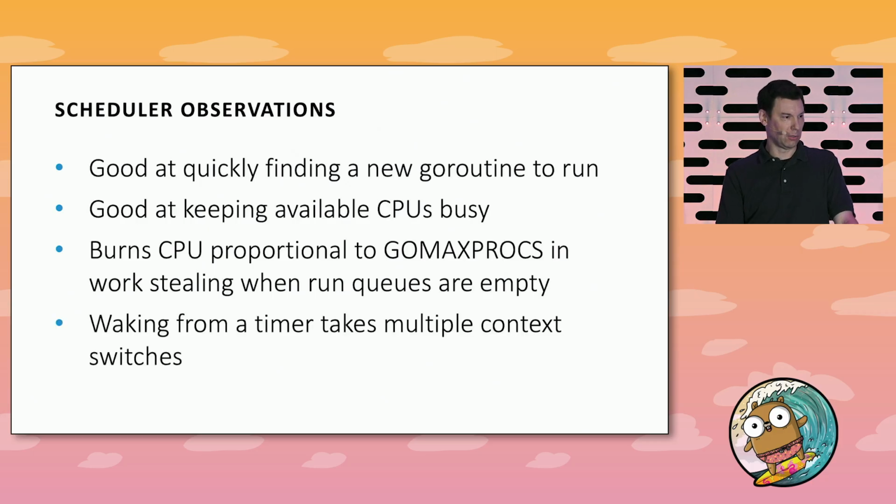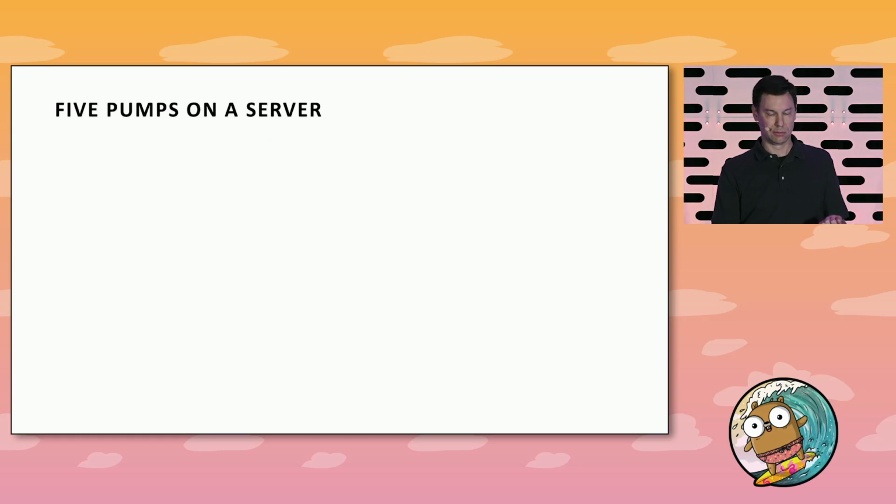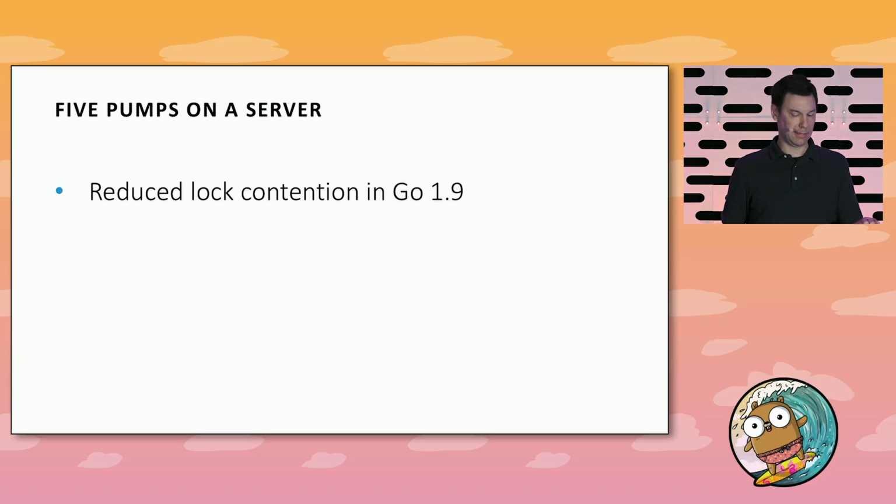And waking up from a timer involves multiple context switches on OS threads, which we all know is not going to be cheap. So aha, now we're starting to get somewhere. This actually helped us understand why we had to run 5 pumps on a server before. Having 5 pumps on the server is our way of reducing lock contention in Go 1.9. We now had 5 timer queues essentially, and we were sending less work to each one because we had load balanced our work across our 5 processes.